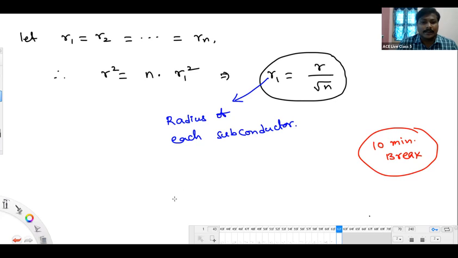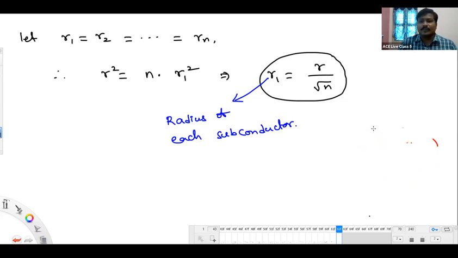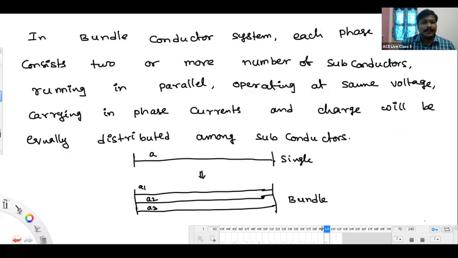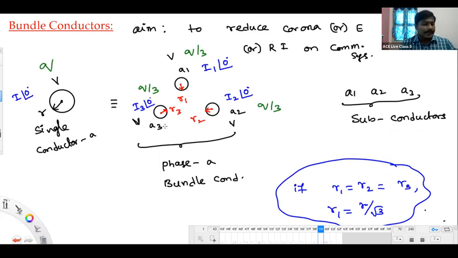I have resumed audio, video, and screen. So let's continue. See how the electric field intensity is getting reduced if you are converting one conductor into a number of conductors running in parallel. That's the point which we are going to discuss now.